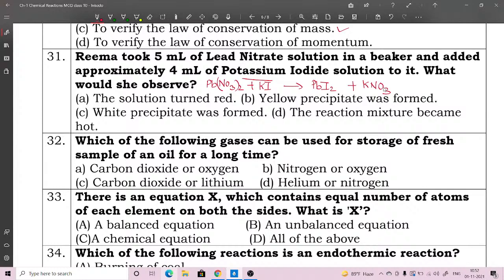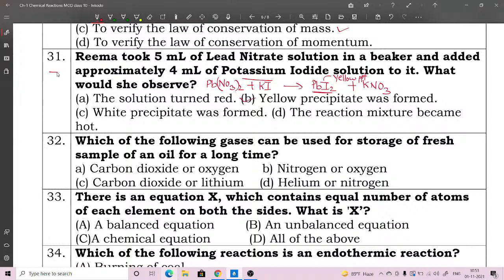This reaction is not balanced, but I am just writing a skeletal reaction. Lead nitrate plus potassium iodide gives you PbI2. This one becomes a yellow precipitate. Okay, that is lead iodide formation. When lead iodide is formed, a yellow precipitate is formed. A, the solution turned red. B, yellow precipitate was formed. C, white precipitate was formed. D, the reaction mixture became hot. The correct option is B, yellow precipitate is formed.